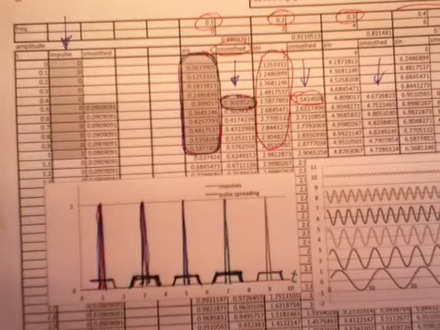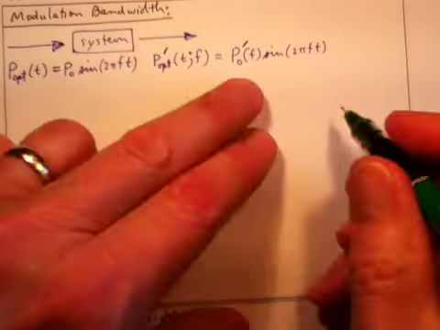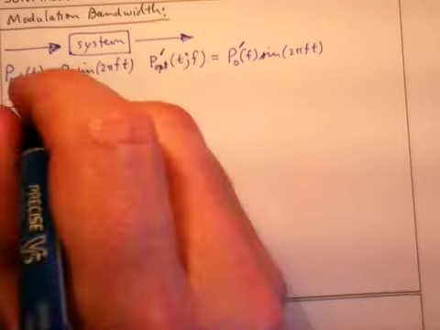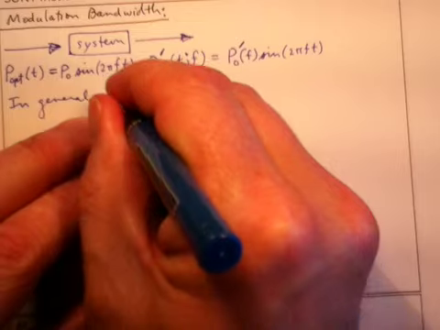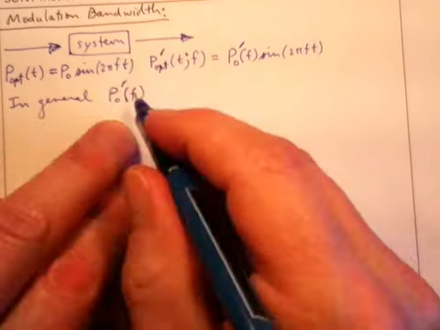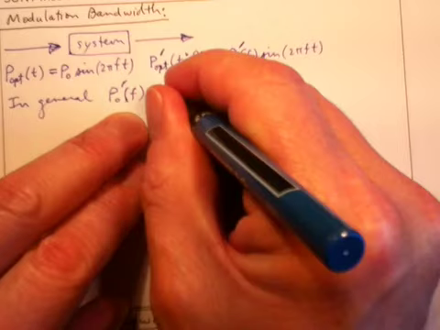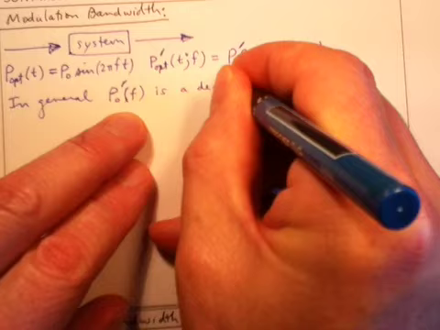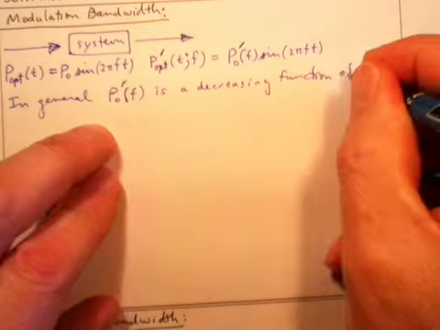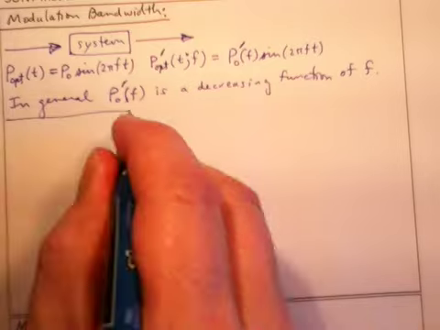So I'll end this video here, demonstrating the spreadsheet and showing that indeed we do have, in general, P naught prime as a function of f. This is the output power, is a decreasing function of f. Okay? And so I will leave it there, and I'll pick up on these slides in the next video.